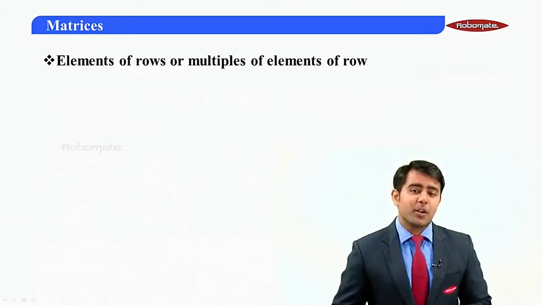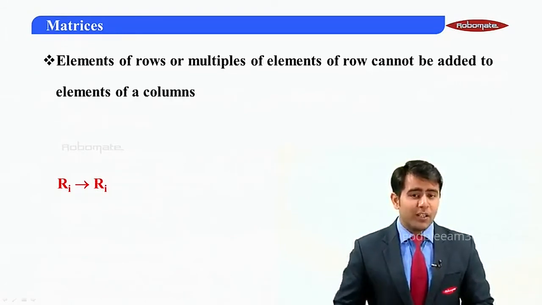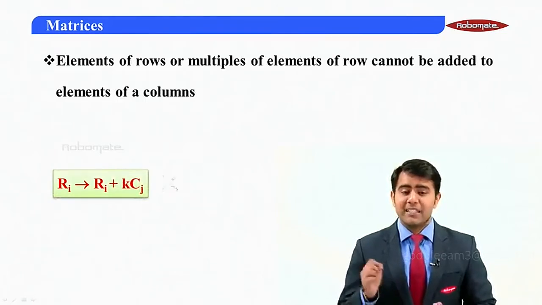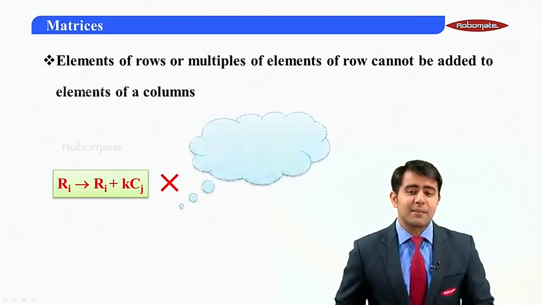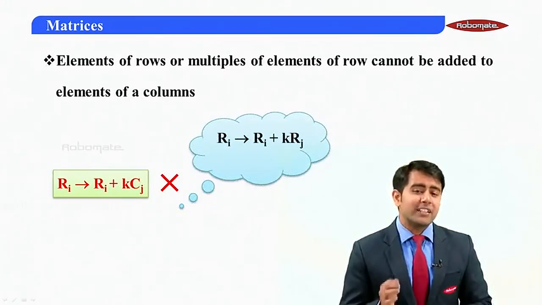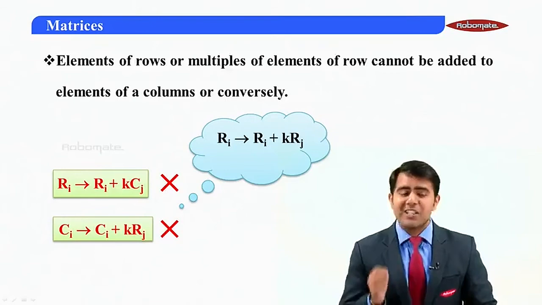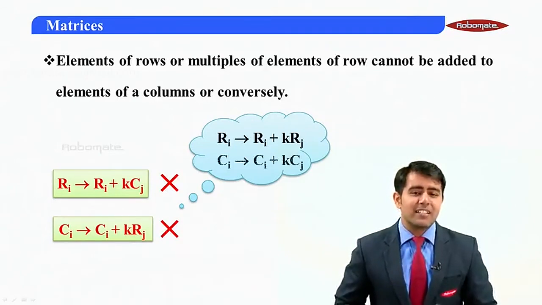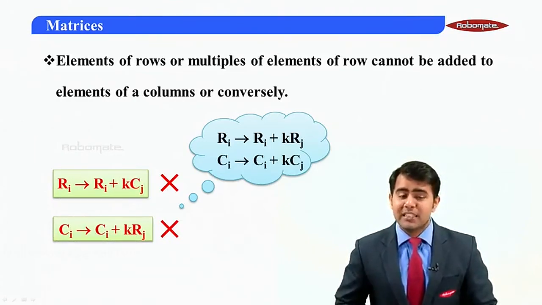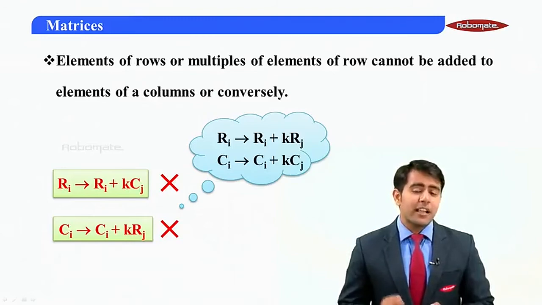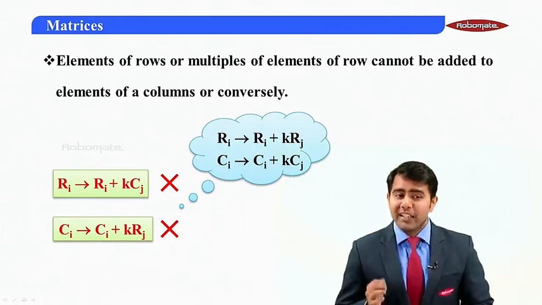Now let us understand some important notes here again. Elements of rows or multiples of elements of a row cannot be added to elements of a column. That means Ri changes to Ri plus K times Cj does not exist. The only thing which we can use is Ri changes to Ri plus K times Rj. Similarly for columns as well, we cannot use Ci changes to Ci plus K times Rj. The only thing which we can use is Ci changes to Ci plus K times Cj. That means for row transformation, we have to use only rows, and for column transformation, we have to use only columns.